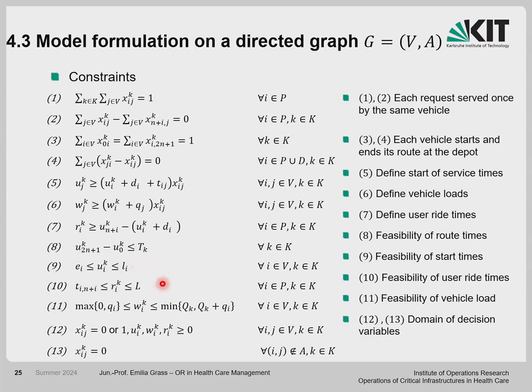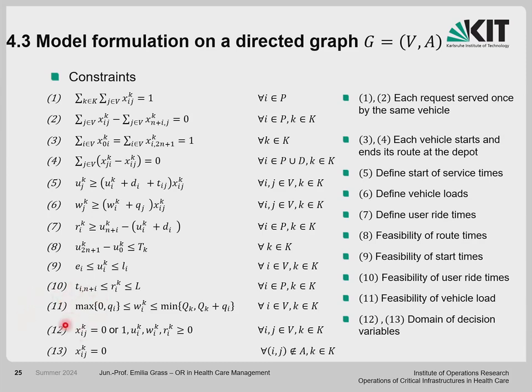The 10th is the feasibility of user ride times. Again, with the seventh we determined the riding time for the patient, and here we say that the patient cannot be longer than the allowed time L in the vehicle. But of course, if the trip between node 3 and node 4 takes half an hour, it cannot be less than that. So we cannot jump, we cannot fly. It is at least the time for traveling from 3 to 4, half an hour, whatever.